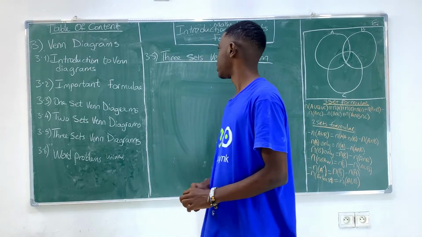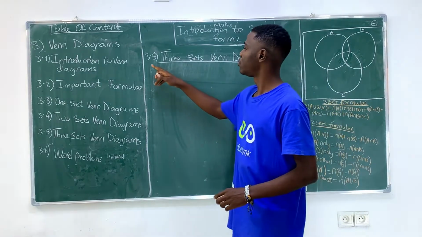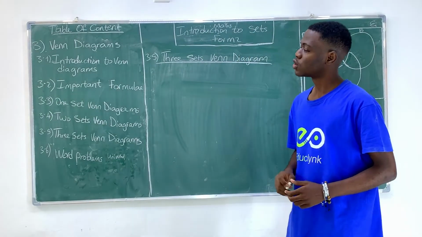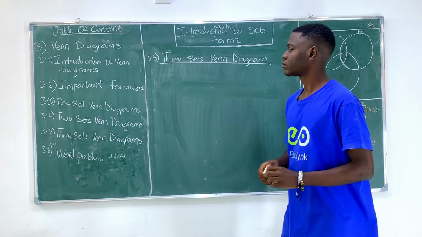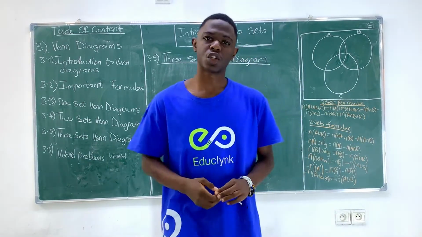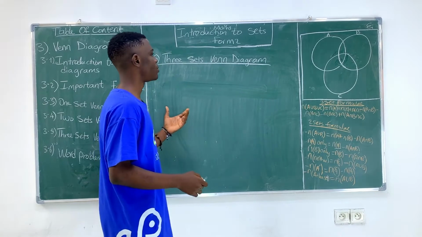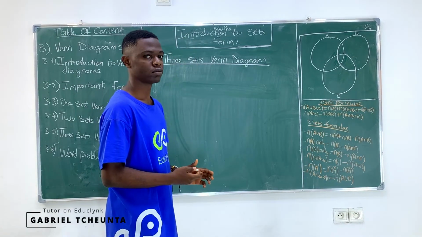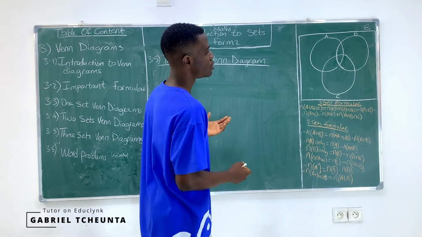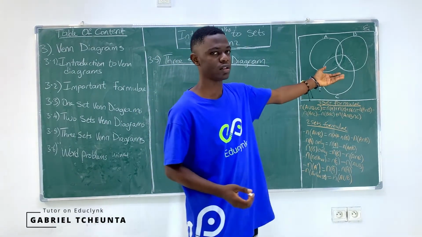Alright, so now we're on subtopic number 3.5, the 3 sets Venn diagram. So what does it look like? Just like the two-set Venn diagram, the 3 set Venn diagram is just a Venn diagram which has 3 sets. So how is it represented? Just like it is seen here.